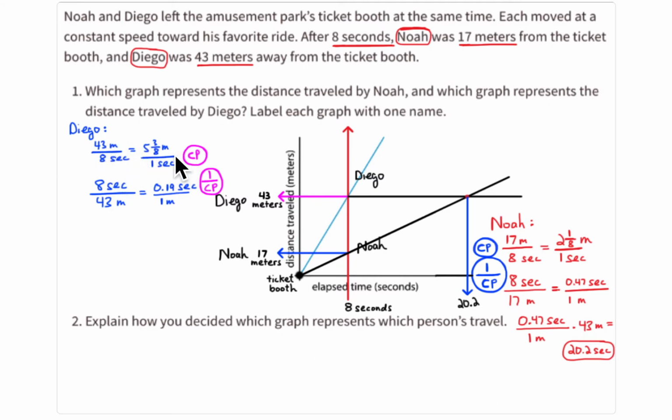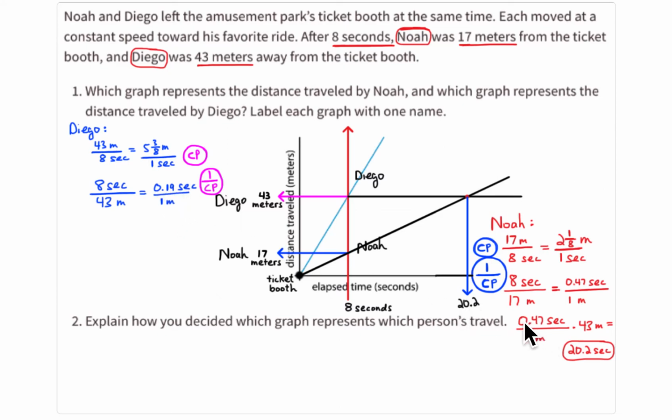This is his speed, but I want to know his pace because I want to know how long it takes him to travel 1 meter. Then I'm going to multiply by 17 to figure out how long it takes him to travel 17 meters. So his pace is about 2/10 seconds per meter. So that's about 1/5 of a second.